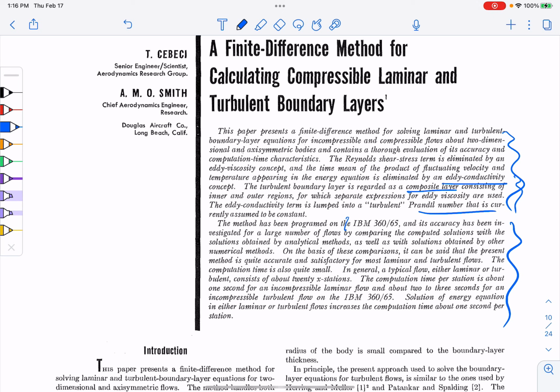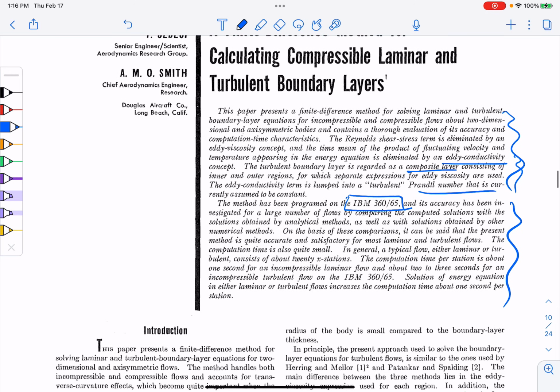So here's your IBM 360-65 machine, which I showed a picture of just a few minutes ago. And he worked really hard for incompressible flows. He says it's only taking about 2 to 3 seconds for a typical flat plate flow.